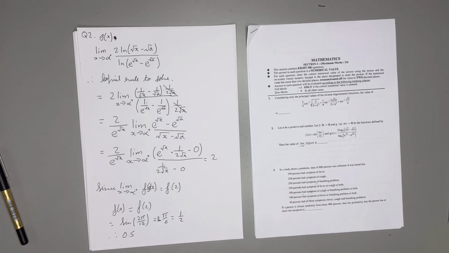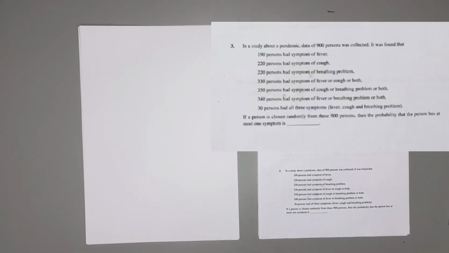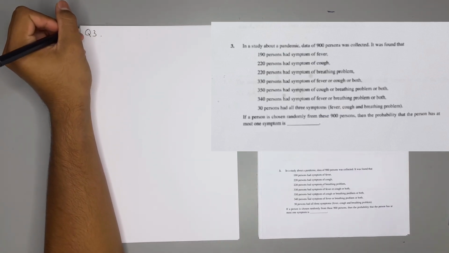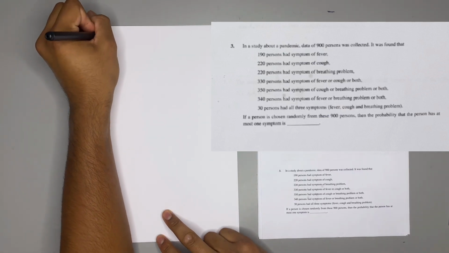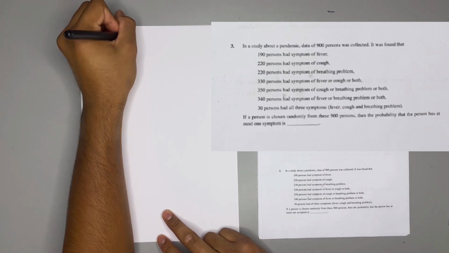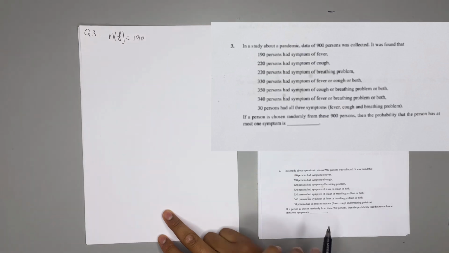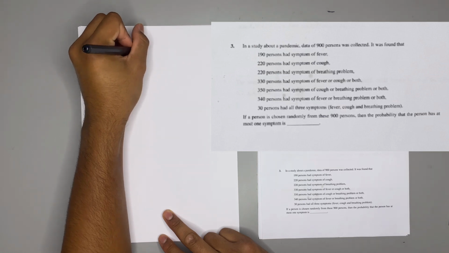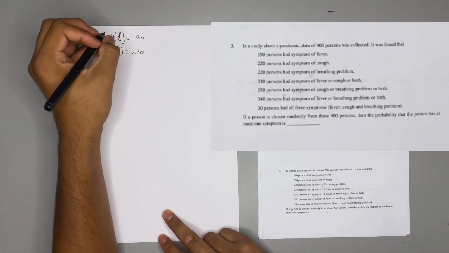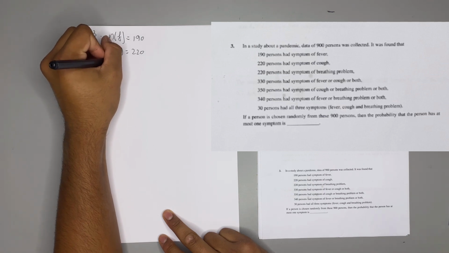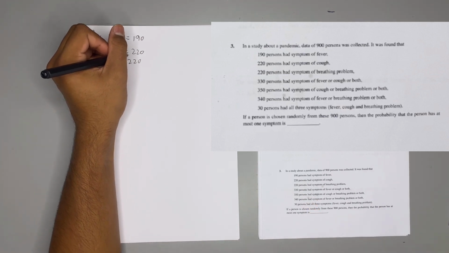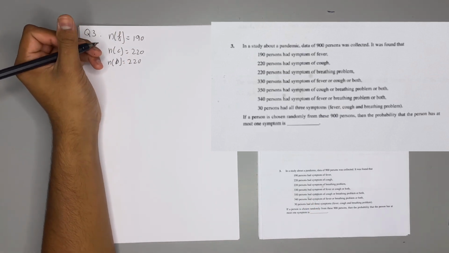Now to question 3. In a study about a pandemic, data of 900 persons was collected. It was found that 190 persons had symptoms of fever, N of F is 190. 220 persons had symptoms of cough, N of C would be 220. 220 persons had symptoms of breathing problems, N of B equals to 220.